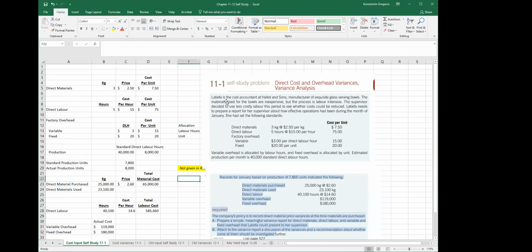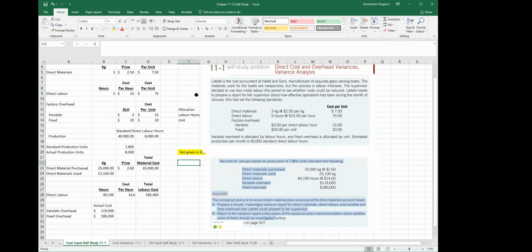So basically, Latifa is a cost accountant. Her supervisor decided to use less costly labor this period. Latifa needs to prepare a report for her supervisor. And remember, we talked about standards. So every company sets the standards for their direct materials, and for a manufacturing company, direct labor. They'll have standard rates for variable or fixed. These are basically your budgeted rates.